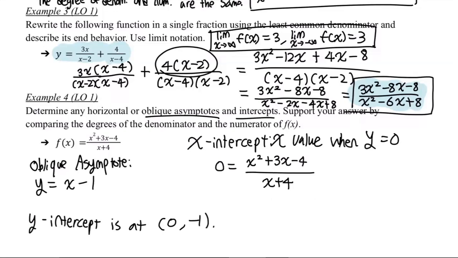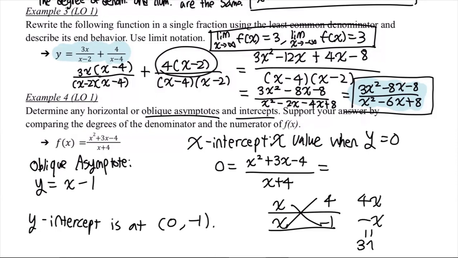Okay. Great. If we factor the polynomial expression in our numerator, we can get (x + 4)(x - 1). If we do cross multiplication, we get 4x and minus x, which gives us 3x, and if we multiply them, we get minus 4. So essentially, we can rewrite the numerator as x plus 4 times x minus 1.